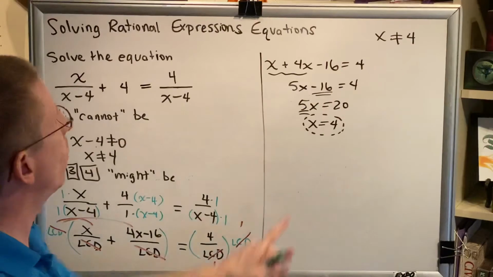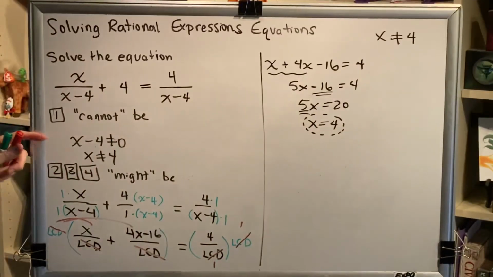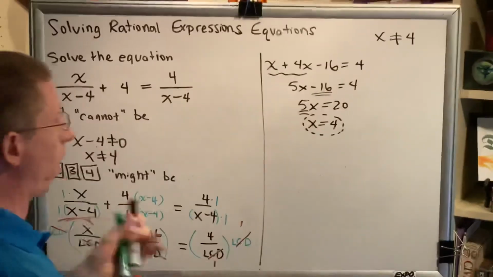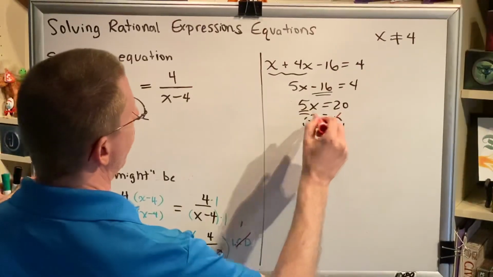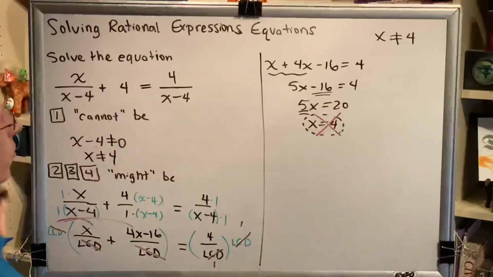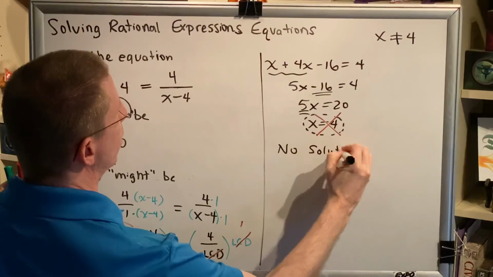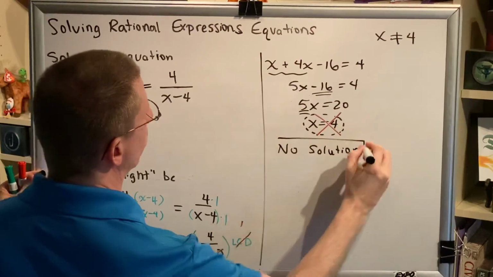The first thing you should compare to is the restricted value you found in part 1. Well, in part 1, we found that x cannot be 4. Therefore, we have to throw this away. And if the only potential solution you have gets thrown away, that leaves you with no answers, so the final answer to this equation is no solution.